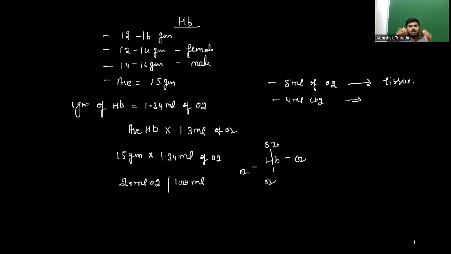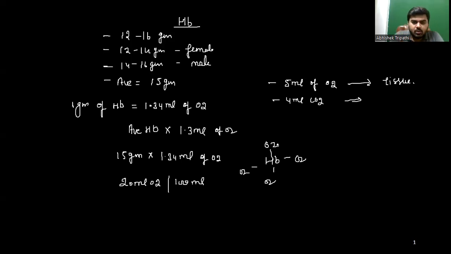Okay. Now, what is the role of these? Just wait, I will discuss it in the graph. From here, numerical-type questions will be asked, so listen carefully. Hemoglobin is 12 to 16 grams: 12 to 13.5 or 14 grams in females, and 14 to 16 grams in males. The average hemoglobin is 15 grams. 1 gram of hemoglobin carries 1.34 ml of oxygen. So average hemoglobin into 1.3 ml of oxygen gives 20 ml of oxygen per 100 ml of blood.